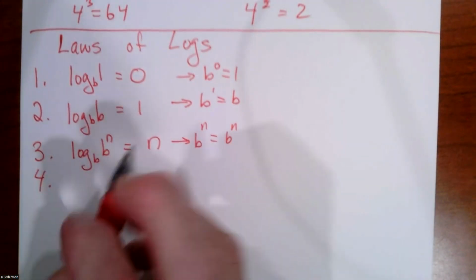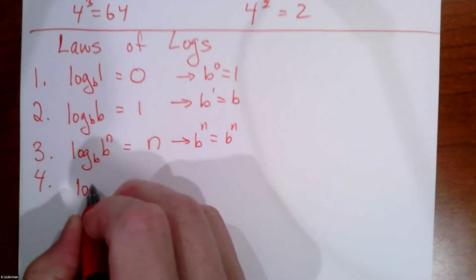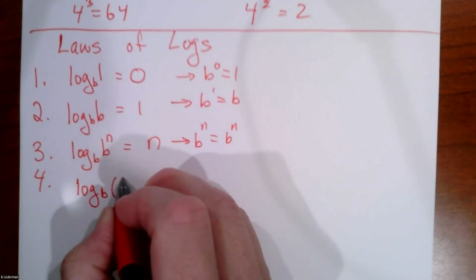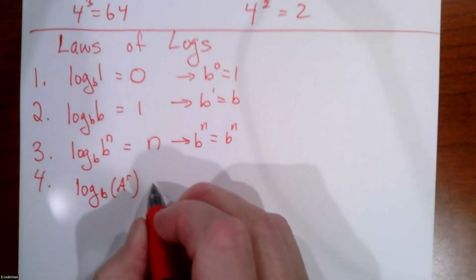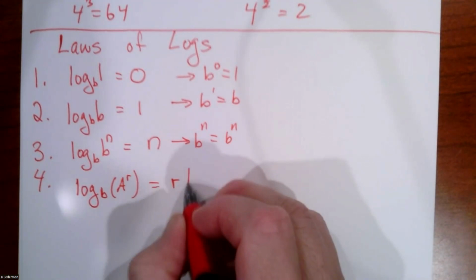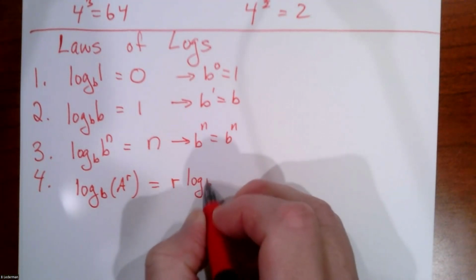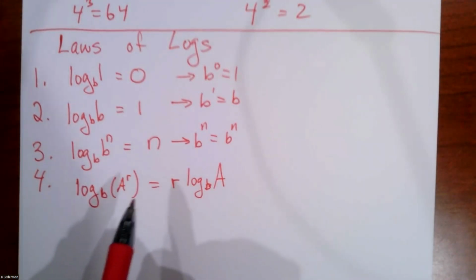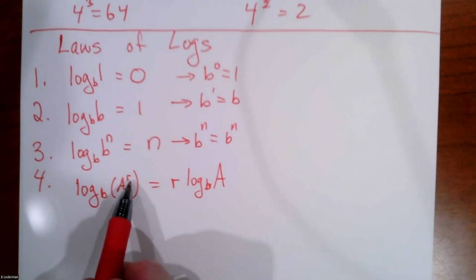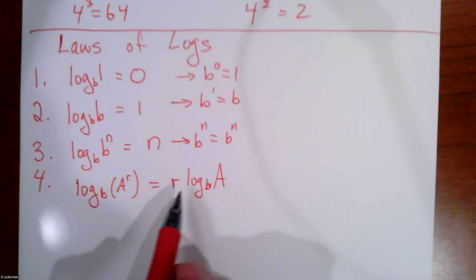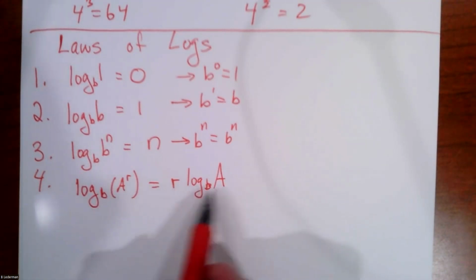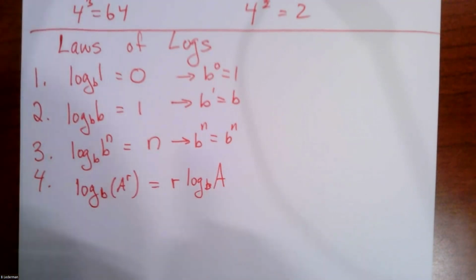Here's another important one. If I have the log base b of a to the r power, that's equal to r times the log base b of a. And that's a famous thing. This is something you've seen in algebra, that when you have the exponent in a log, you can bring it out to the front. It becomes a coefficient. So the log base b of a to the r is r times the log base b of a. These are some of the fabulous rules of logarithms.